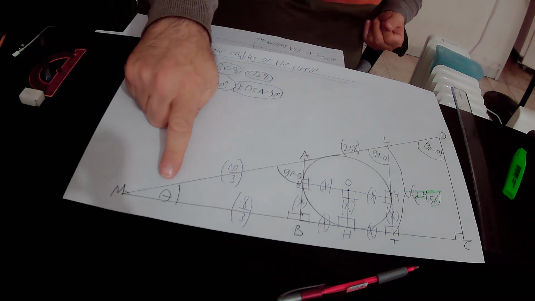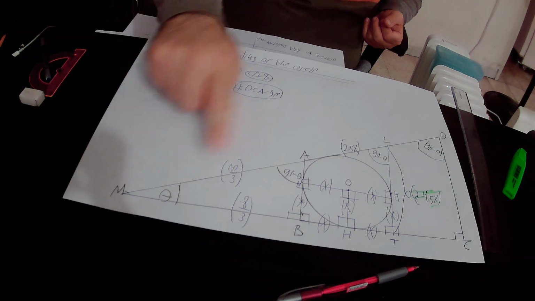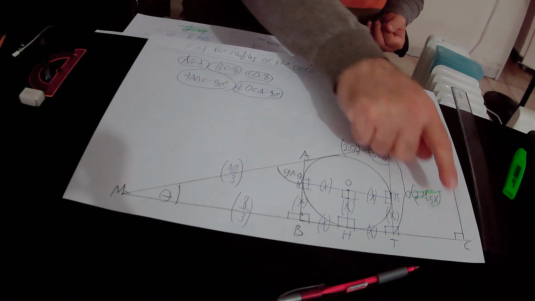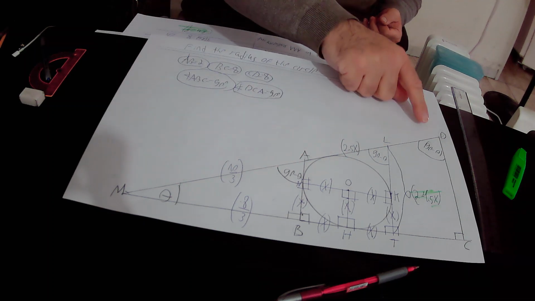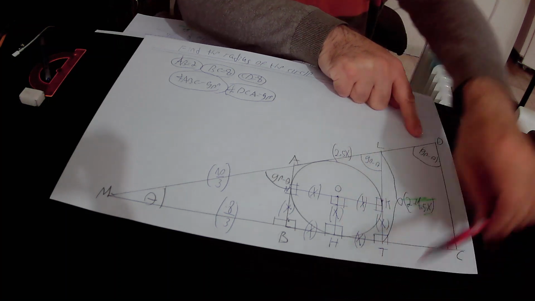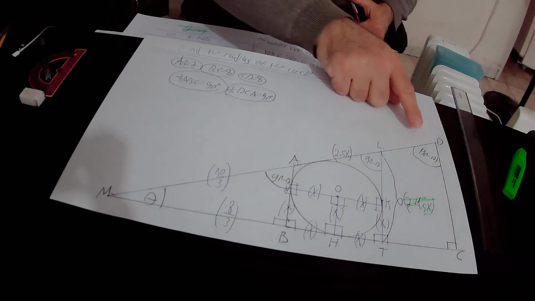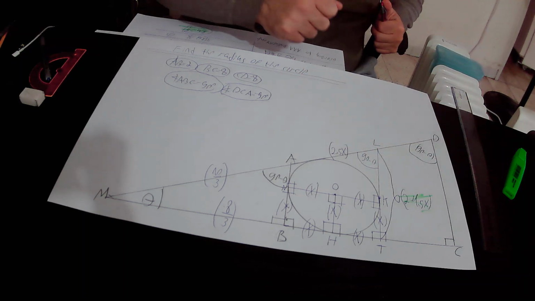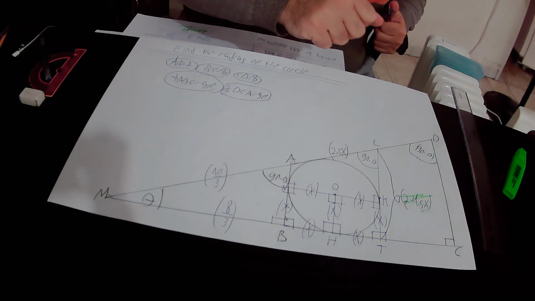We define this angle as theta. So in the big right triangle DCM, this angle equals 90 degrees, this angle equals theta, therefore the missing angle here must be equal to 90 degrees minus theta. Why? Because 90 degrees minus theta plus theta is 90 degrees, and 90 degrees plus 90 degrees equals 180 degrees. That is the sum of the angles in any triangle.